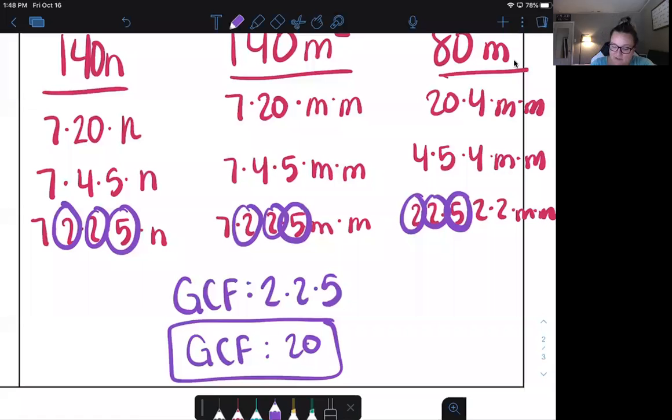So I realized I meant to write 140n, not 14n. Sorry about that. But I noticed that after I broke them down to their prime factors, they each had a 2, another 2, and then a 5. 2 times 2 times 5 is 20. So our GCF is 20.